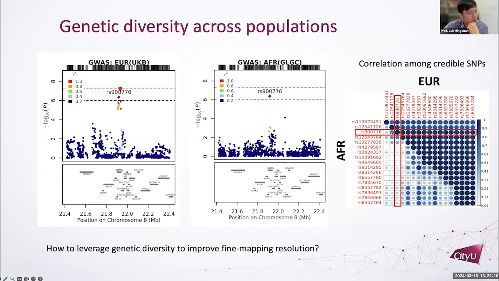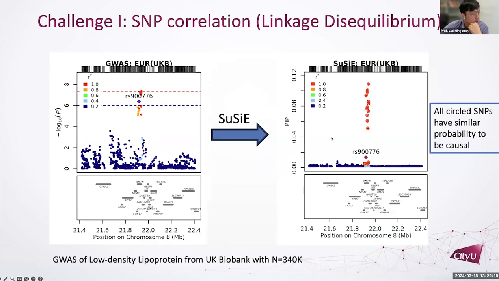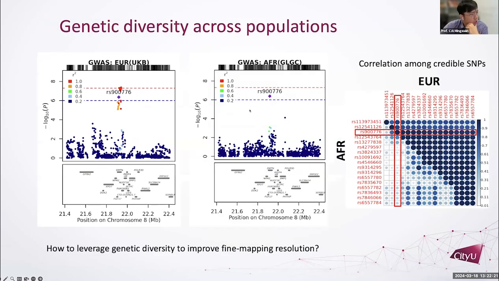You can see that it only has minor correlation with these red SNPs, which are originally highly correlated with it in the European population. Sorry. So this gives us a hint that perhaps we can combine the samples from African and European populations, and then conduct joint fine mapping to improve the resolution and the power of fine mapping. Then how to do that is the one problem that we try to resolve.